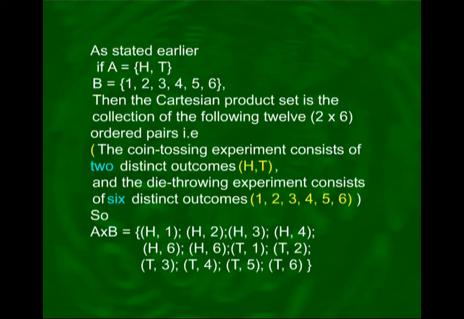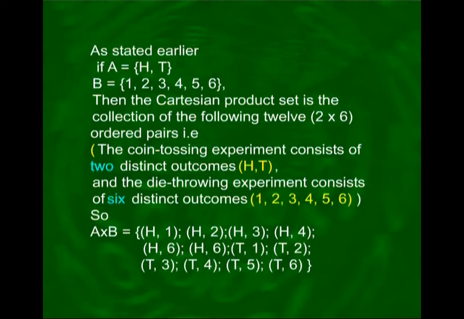I'm sure ke aapne us waqt bhi realize kar liya hoga ke this is the case of tossing a coin as well as tossing a die. The coin can result in two possible outcomes, head and tail, and so M is equal to 2, and the die can result in six possible outcomes, and so N is equal to 6. Now, according to the multiplication rule, the total number of ways in which this compound experiment can be performed is M into N. So, in this case, it is 2 into 6, and that is 12.